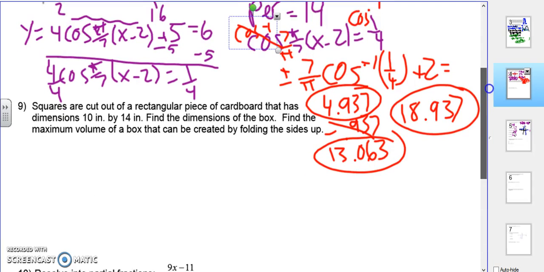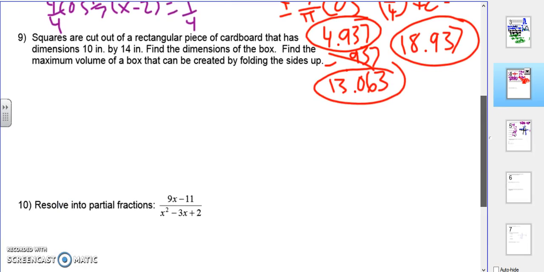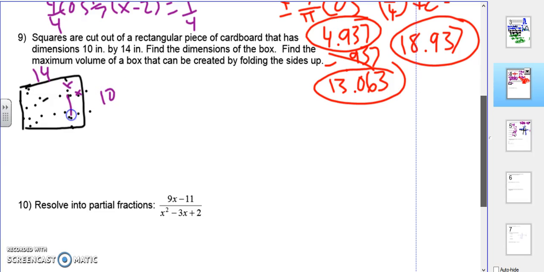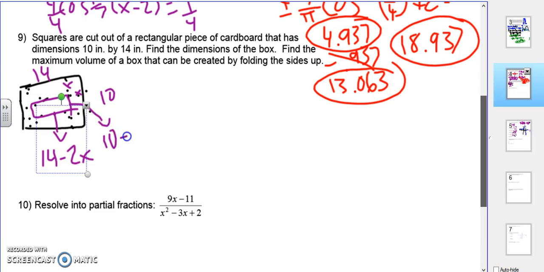All right, let's take a look at the next question. Volume. Squares are cut out of a rectangular piece of cardboard. So it kind of looks like that. This is not a very good diagram. Anyways, all right, so each of the corners are x's, right? This whole side is 14, this whole side is 10. I'm looking for the bottom of the box, okay? So that means that this side here is 14 minus 2x, because I have 2 sides of x's, and that side there is 10 minus 2x.